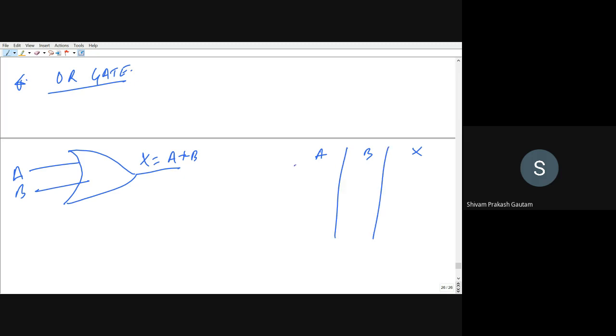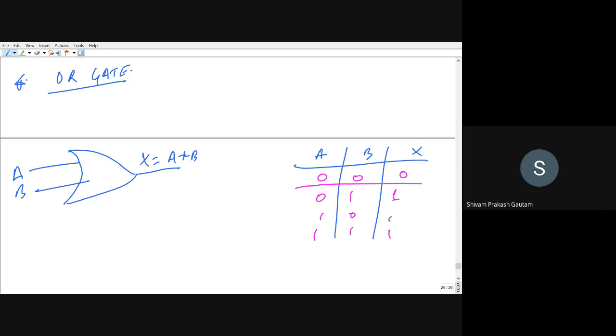Now I am making the truth table. A is 0, 0, 1, 1 and B is 0, 1, 0, 1. So here, if one input is 1, then your output will be 1. If both the inputs are 0, only for the first case the output will be 0. For all the rest of the cases, the output will be 1. If any input is 1, then the output will be 1 for the OR gate. You can assume it that way. If all the inputs are 0, then the output will be 0.